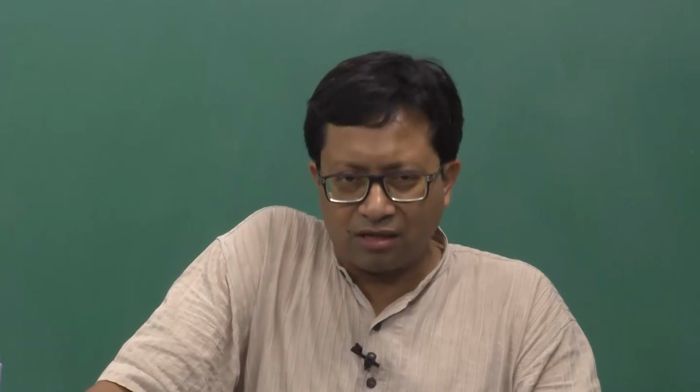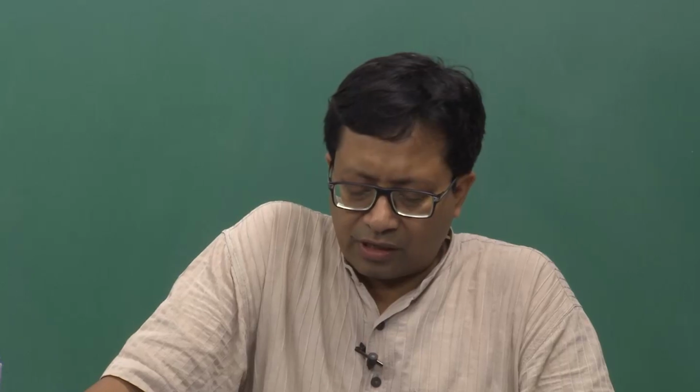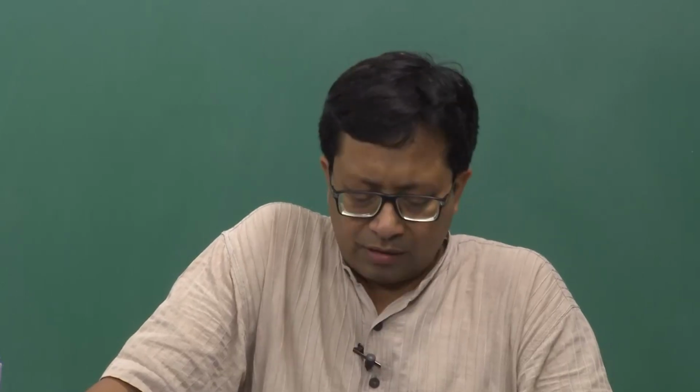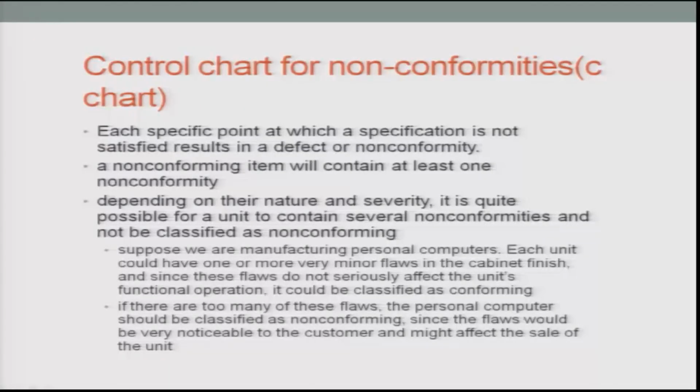If the table is as per the standards, obviously length, breadth and color would match. In case it is not, one of the non-conformities may be there, either the length or the breadth or the color, or it can be more than one also. So, this is what is mentioned: a non-conforming item will contain at least one non-conformity. Depending on the nature and severity, it is quite possible for a unit to contain several non-conformities and not be classified as non-conforming ones.